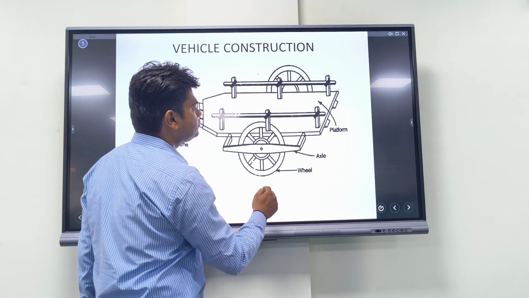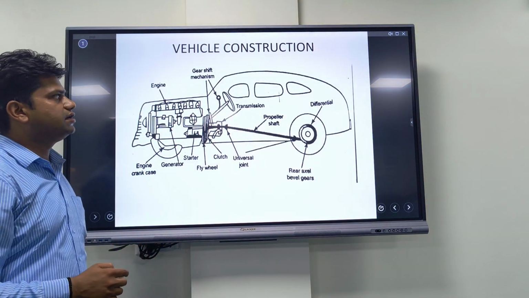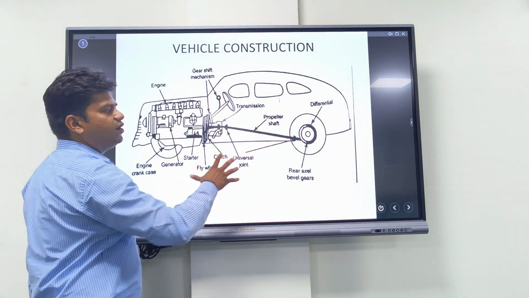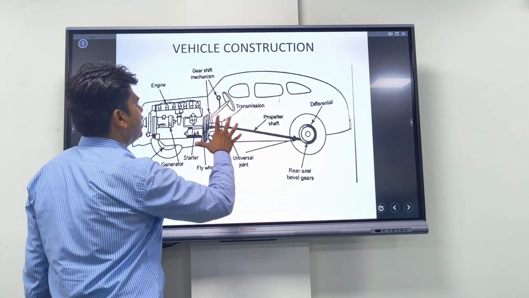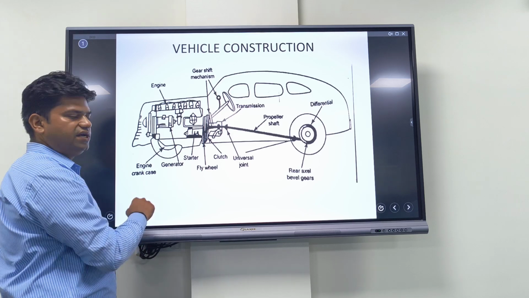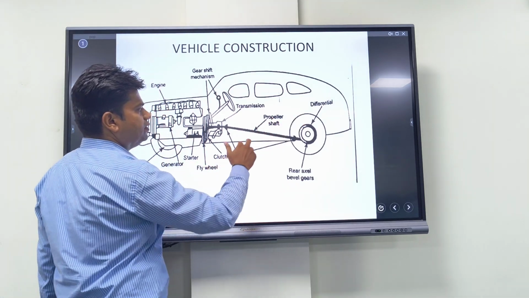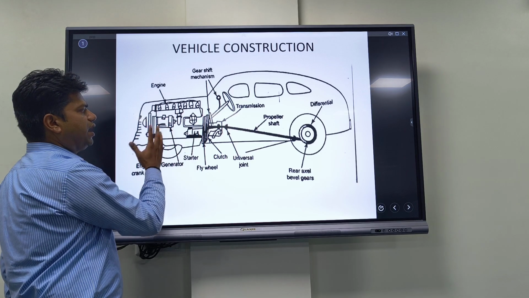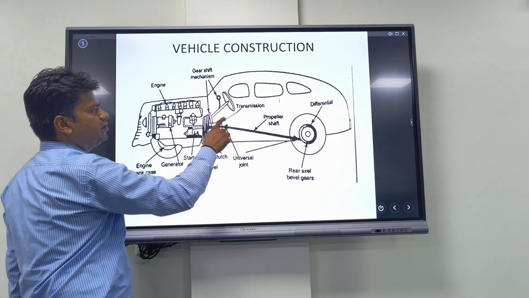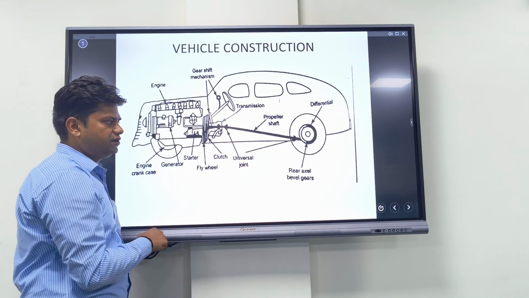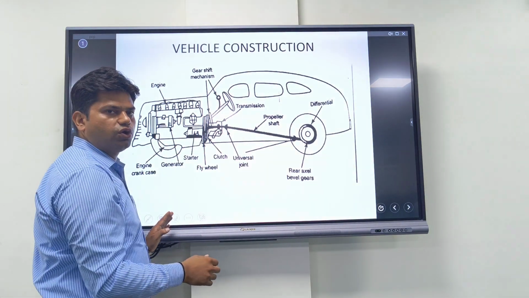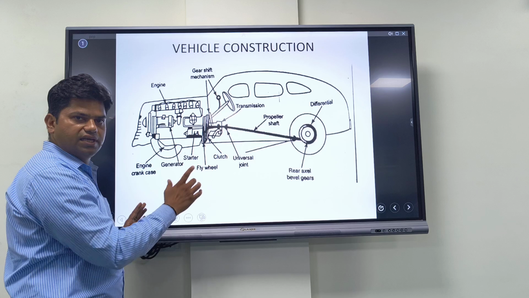Next slide. There are different parts of an automobile. Here we show different parts of an automobile: engine, crankcase, generator, differential, propeller. The front part is the engine, gear shift mechanism, transmission, propulsion, and rear axle and bearing. So these are the different parts of an automobile located at different places in the car.